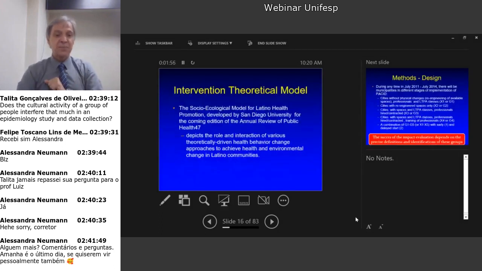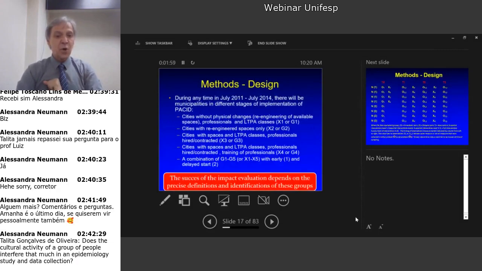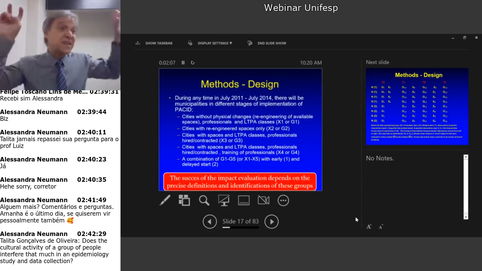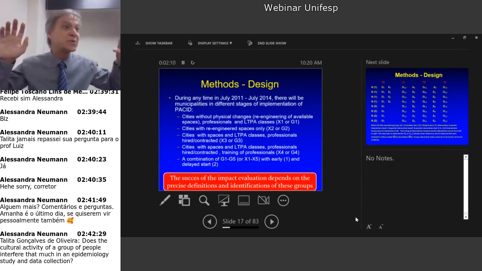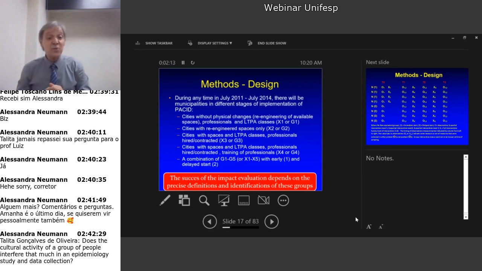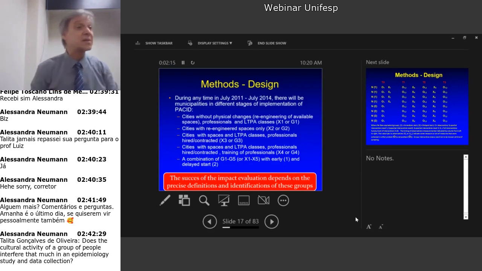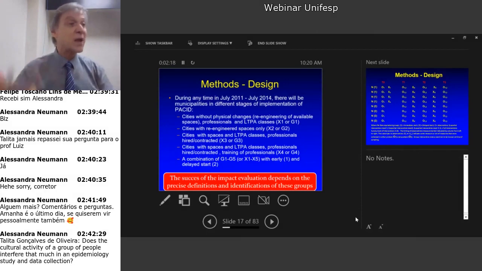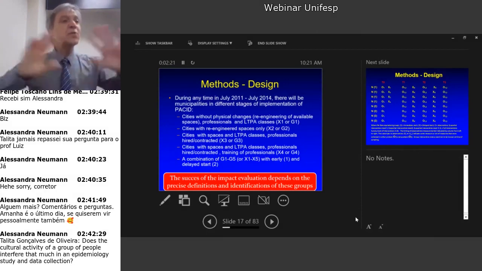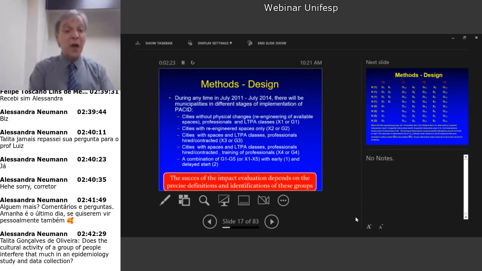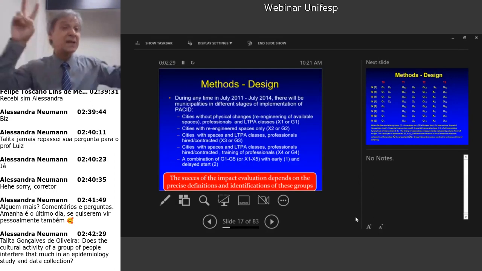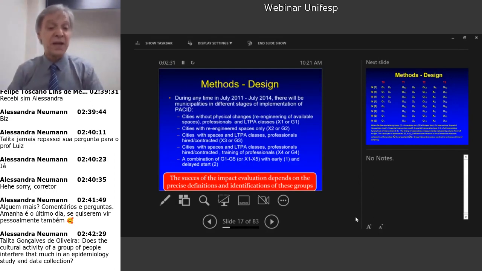I'm going to skip a lot of stuff. I use a lot of methods. So basically, during July 2011 to July 2014, like a 3-year time, they said they're going to roll the things out. It took 7 years, folks, in practice. There will be municipalities in different stages of implementation of PACID. And if I roll out randomly, it will be even better. But even without randomized rollout, you have that naturally. Cities without physical change, re-engineering of available space, or without the professional to offer the leisure time physical activity class, LTPA. I call this X1 or G1, group 1.